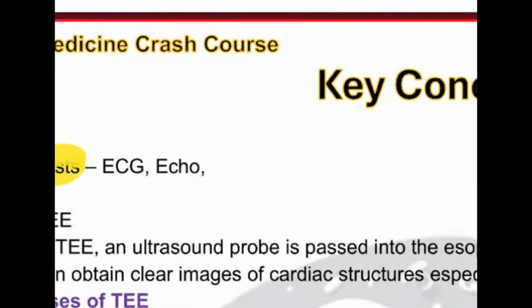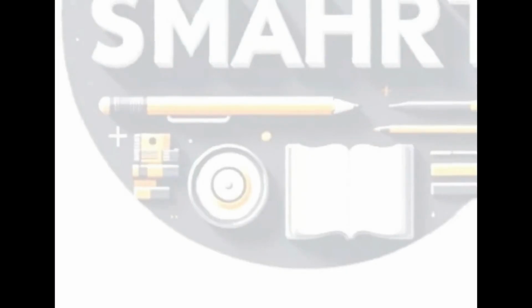First, what are the basic tests? In any CVS disorder, you must write these two tests: ECG, echo. Findings will be different, but the test names are the same. Remember, ECG, echo. What is ECG? What is echo? Somebody told me they both are same. No, they are not same. ECG is different. Echo is different.